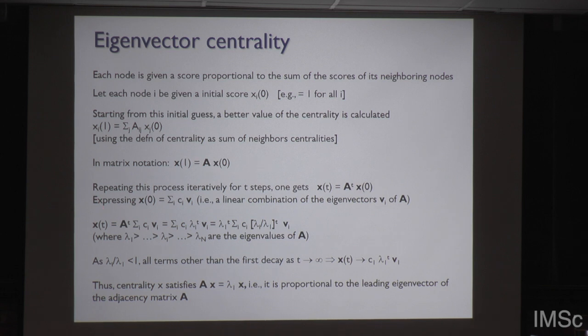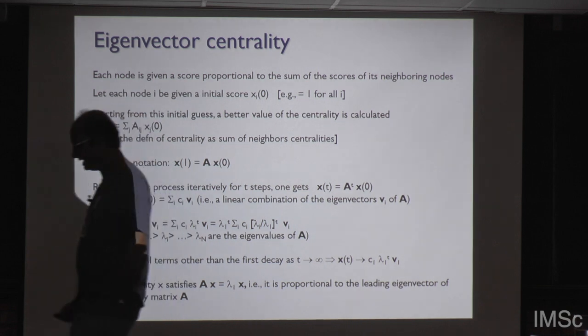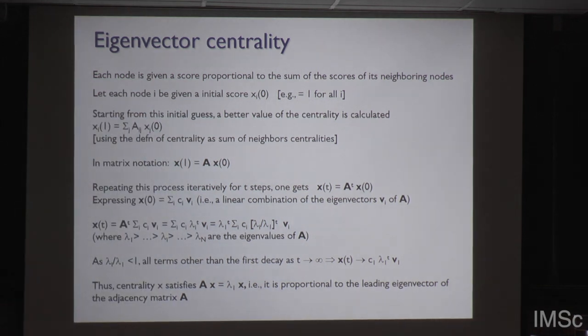Now you can iterate this again and again, and after t such steps you notice that what you would get is essentially xt, which is A operated on x naught t times. So basically you get A to the power t operated on x naught. That would be the value of xt. So what we have done is that we have now converted this into an algebraic equation.